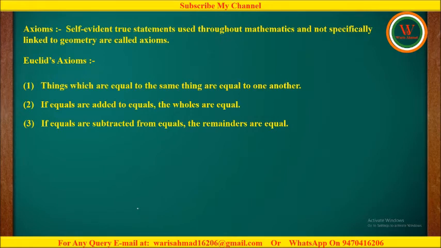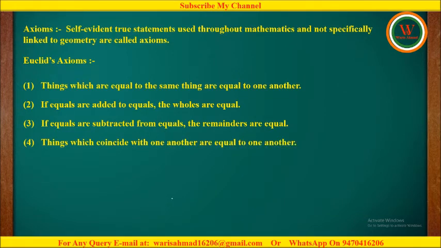Now the fourth axiom: things which coincide with one another are equal to one another. Suppose we are taking the example of a coin of 1 rupee. After that, again we are taking one more coin of 1 rupee. Since both the coins will coincide with one another, hence both are equal.